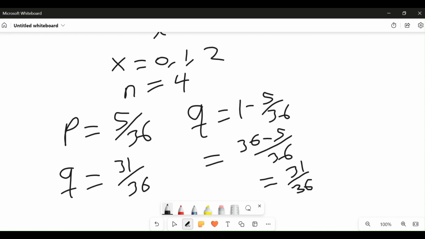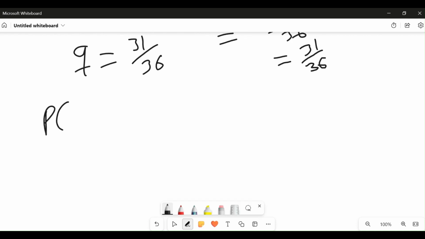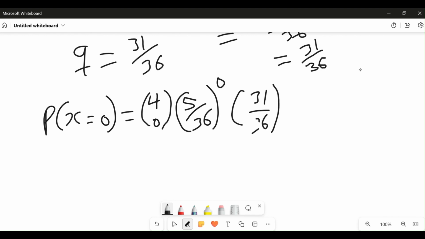Now use that to find the probability if the tries are zero try, one try, or second try. Our formula already has everything we need, so we just insert the variables into our formula. So here, p of x equals 0. That will be 4 combination 0, the probability of success 5 over 36 raised to power 0, and the probability of failure 31 over 36 raised to power 4 minus 0, which is 4.